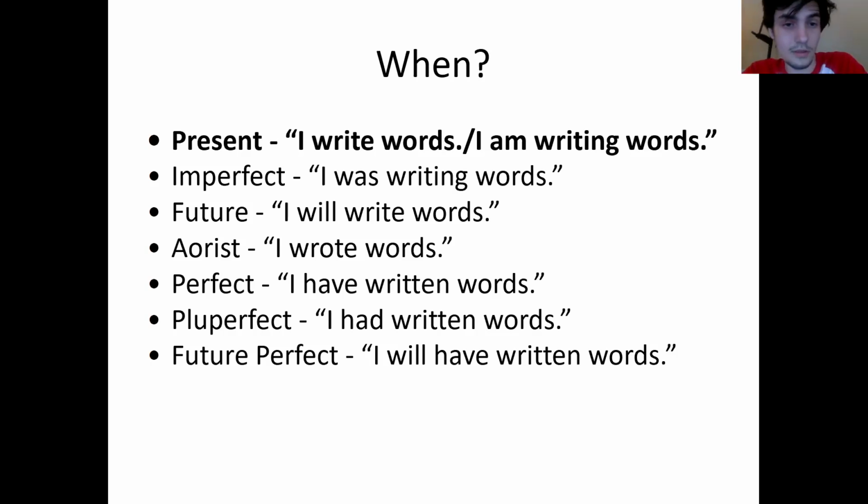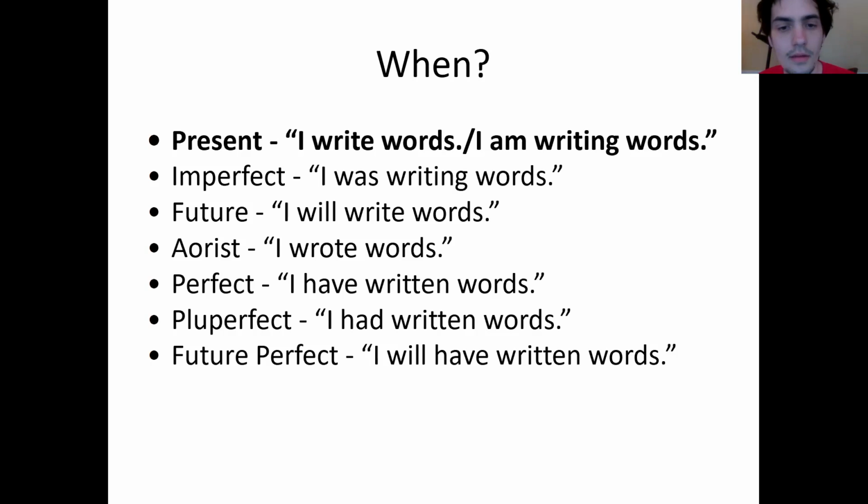Aorist, which technically means no tense, is most commonly used to refer to the past tense. So instead of I was writing words, aorist tense is I wrote words in the past. There's no reference to that action being over a progress. It's not used as if it was a story.